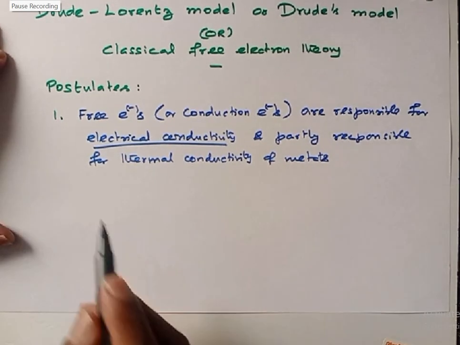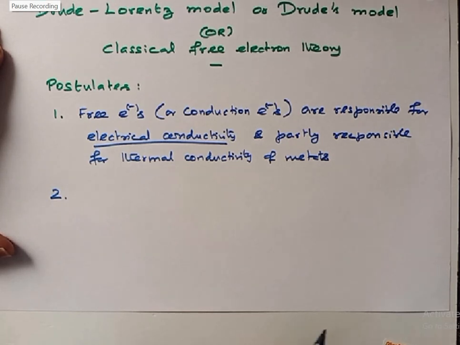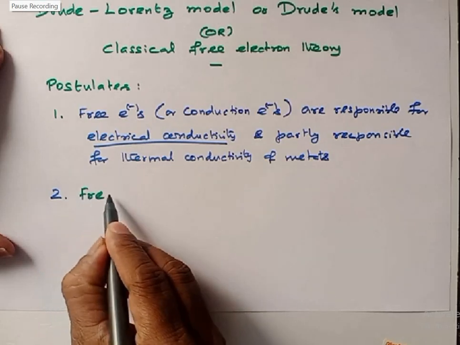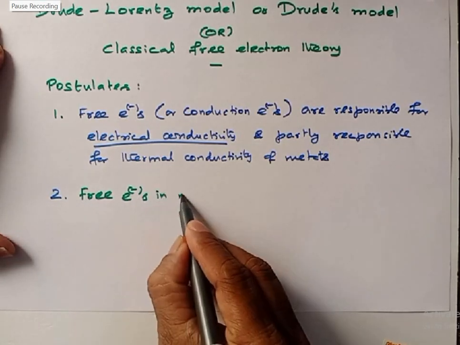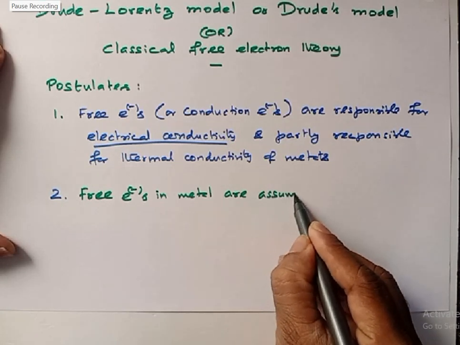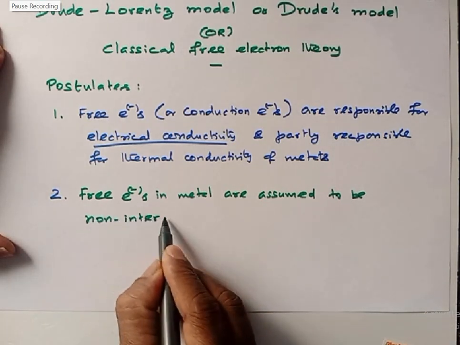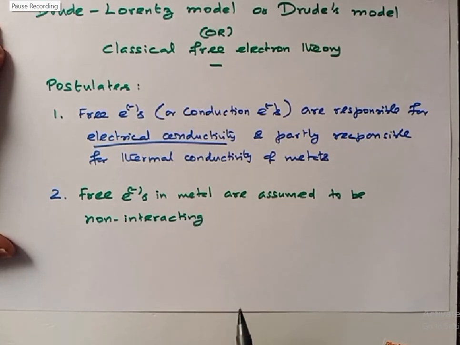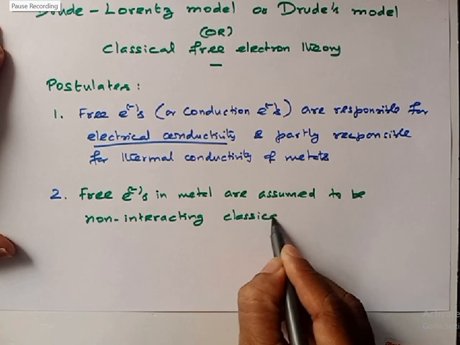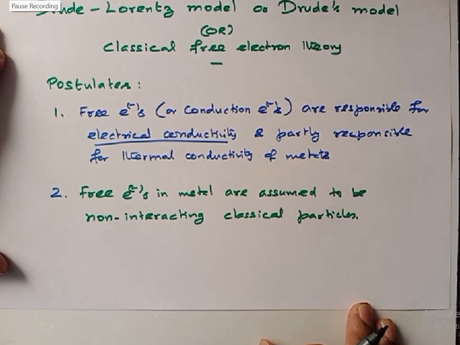Second point. Free electrons in metals are assumed to be non-interacting classical particles.